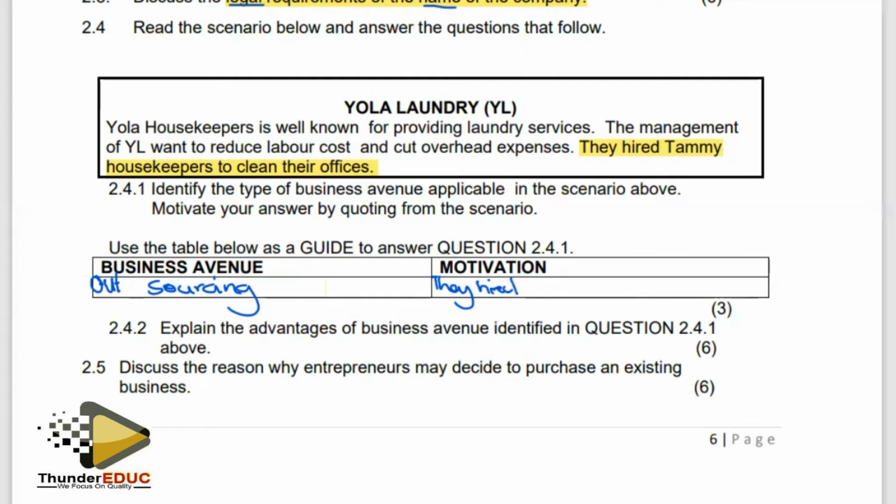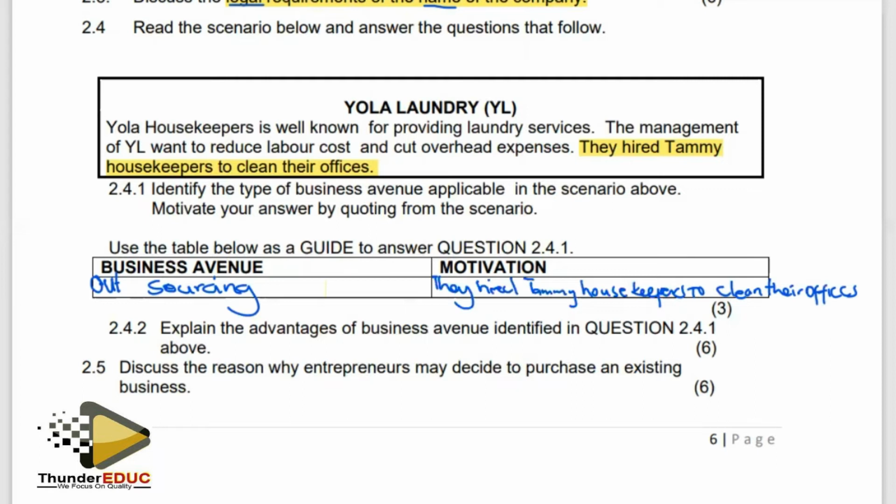The motivation is that they hired, to quote directly, Tammy Housekeepers to clean their offices. See this. There are always 2 marks for the business venture identified, and then for the motivation they give a sub mark, giving a maximum total of 3 marks.